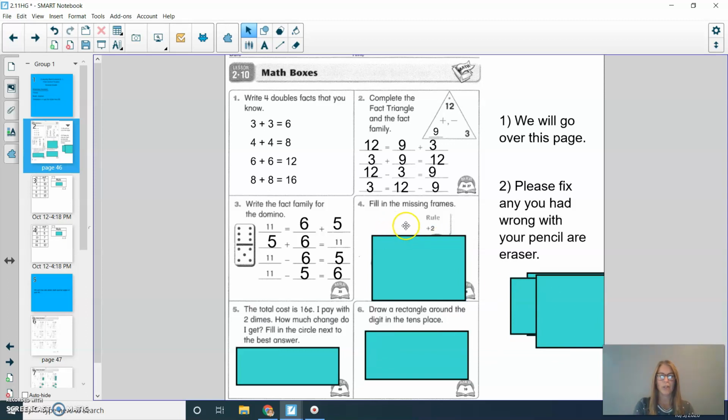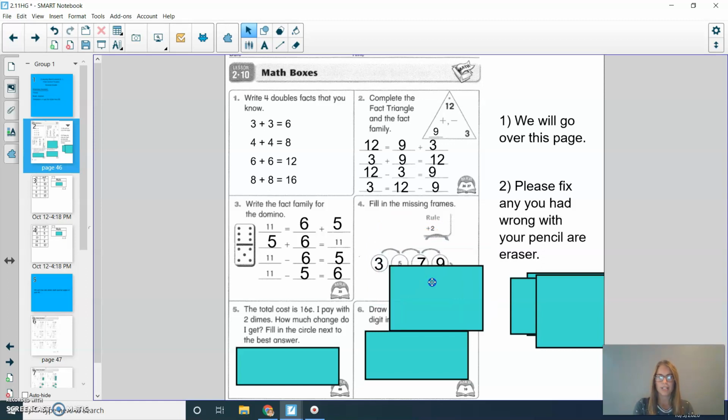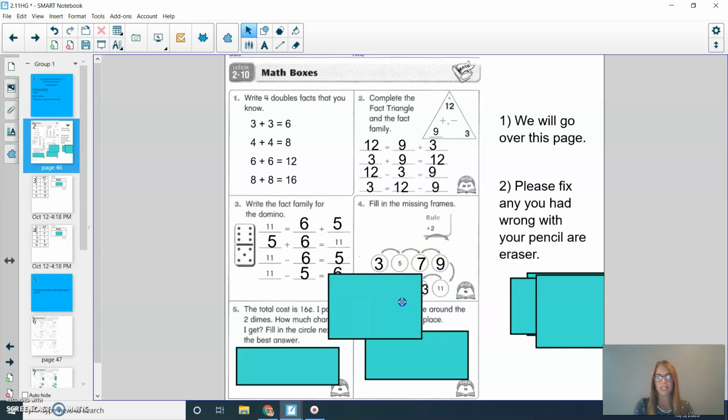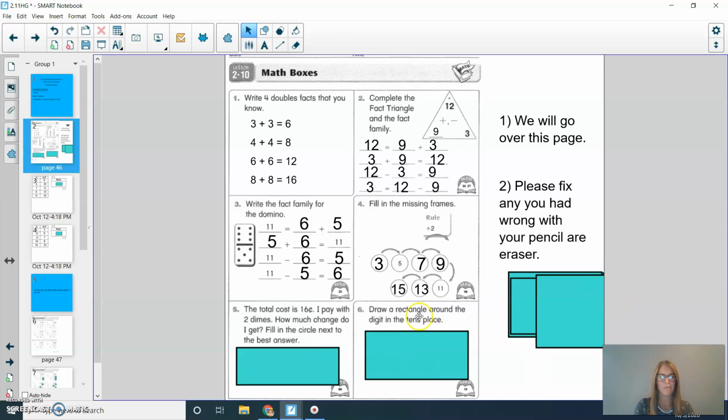For question number 4, fill in the missing frames. So our rule is plus 2. If I was given my 5, I first needed to subtract 2 to figure out my 3. And then I could do 5 plus 2, which is 7. 7 plus 2 is 9. 9 plus 2 is 11. 11 plus 2 is 13. And then 13 plus 2 is 15.